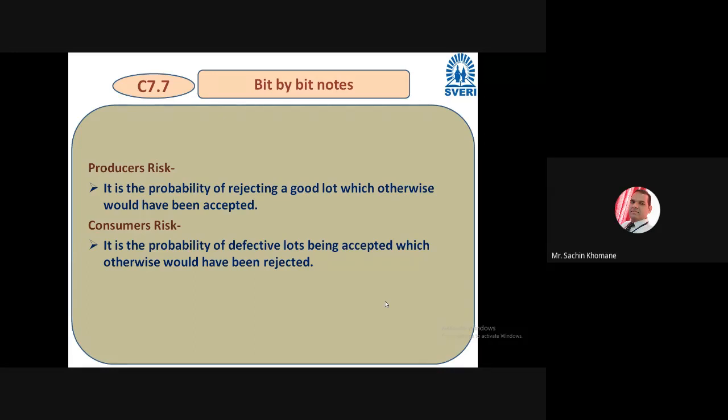It is the probability of a defective lot being accepted which otherwise would have been rejected. What did the consumer do? Out of 500 components, the 5-10 that came to hand were all okay, but the rest are all rejected, meaning they are bad components. Who is at this risk? Consumer. So it is a probability of a defective lot being accepted which otherwise would have been rejected. So that will be the consumer's risk.